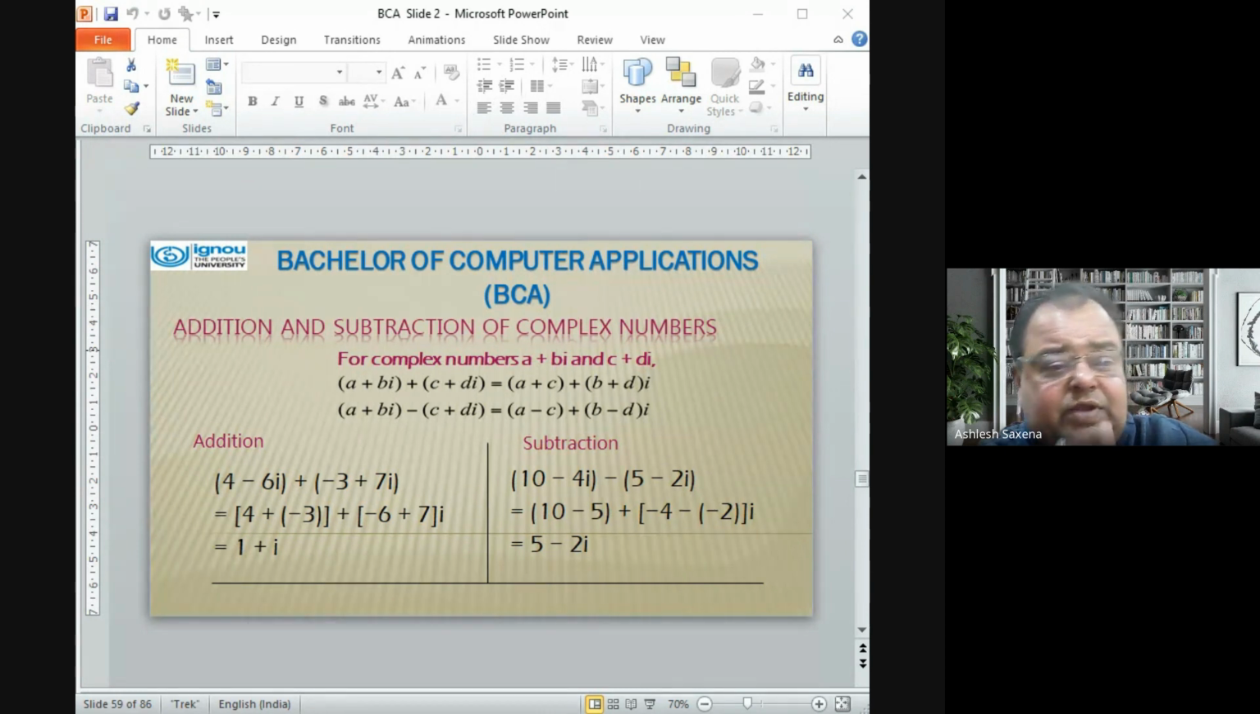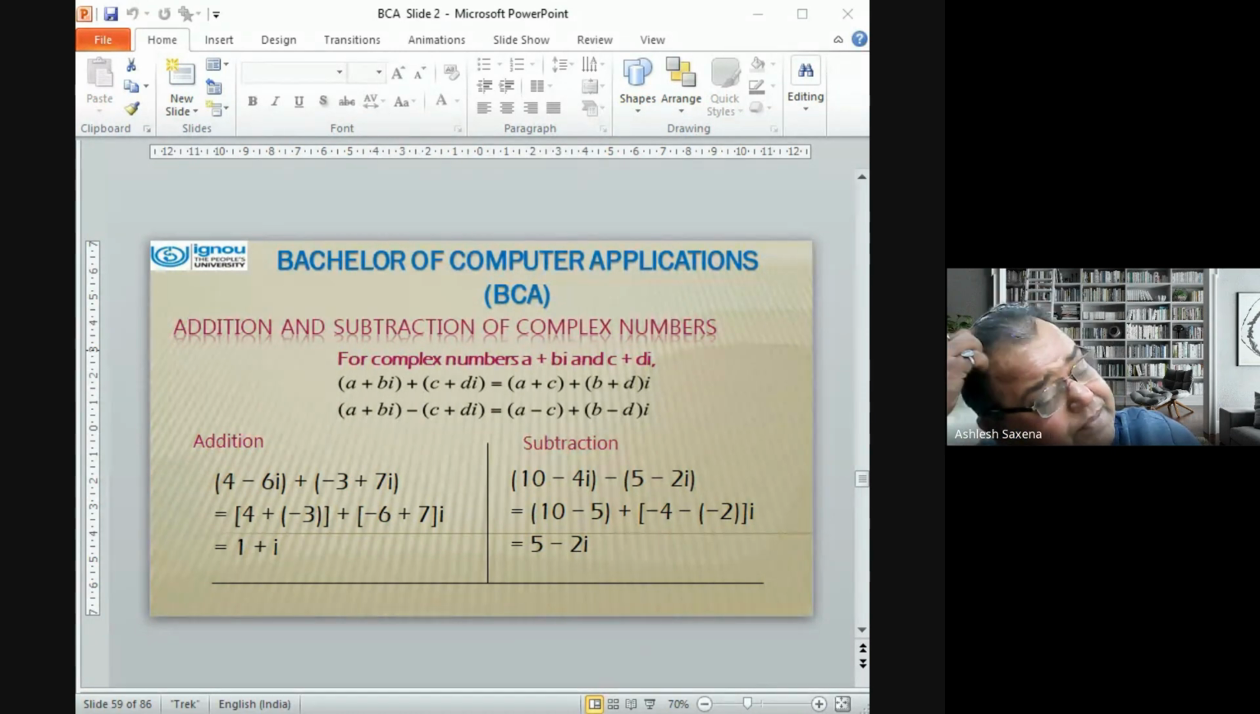You can see two examples are given over here. 4 minus 6 iota plus minus 3 plus 7 iota. So what will we be doing? Technically we have to add 4 and 3, but 3 has a minus sign, so it will become 4 minus 3, that is 1. And when we talk about the imaginary part, it is minus 6 plus 7 iota, so it will become only iota. So your answer will be 1 plus iota.